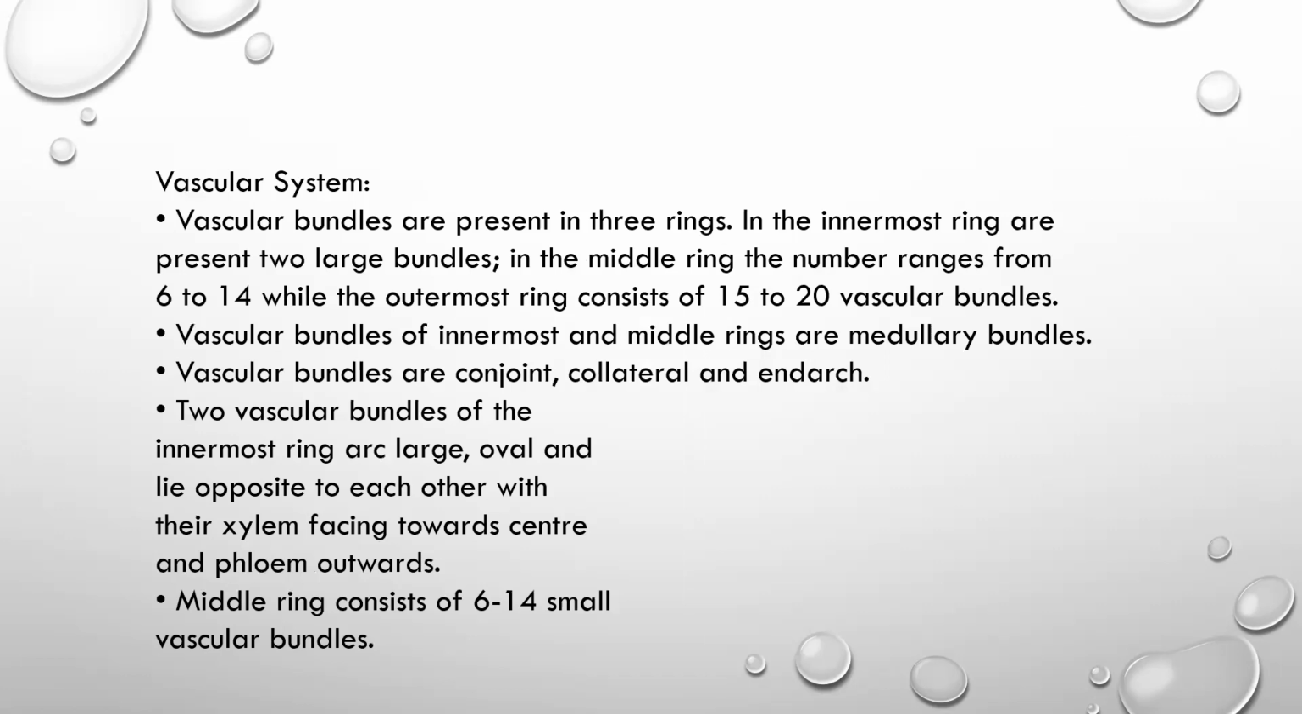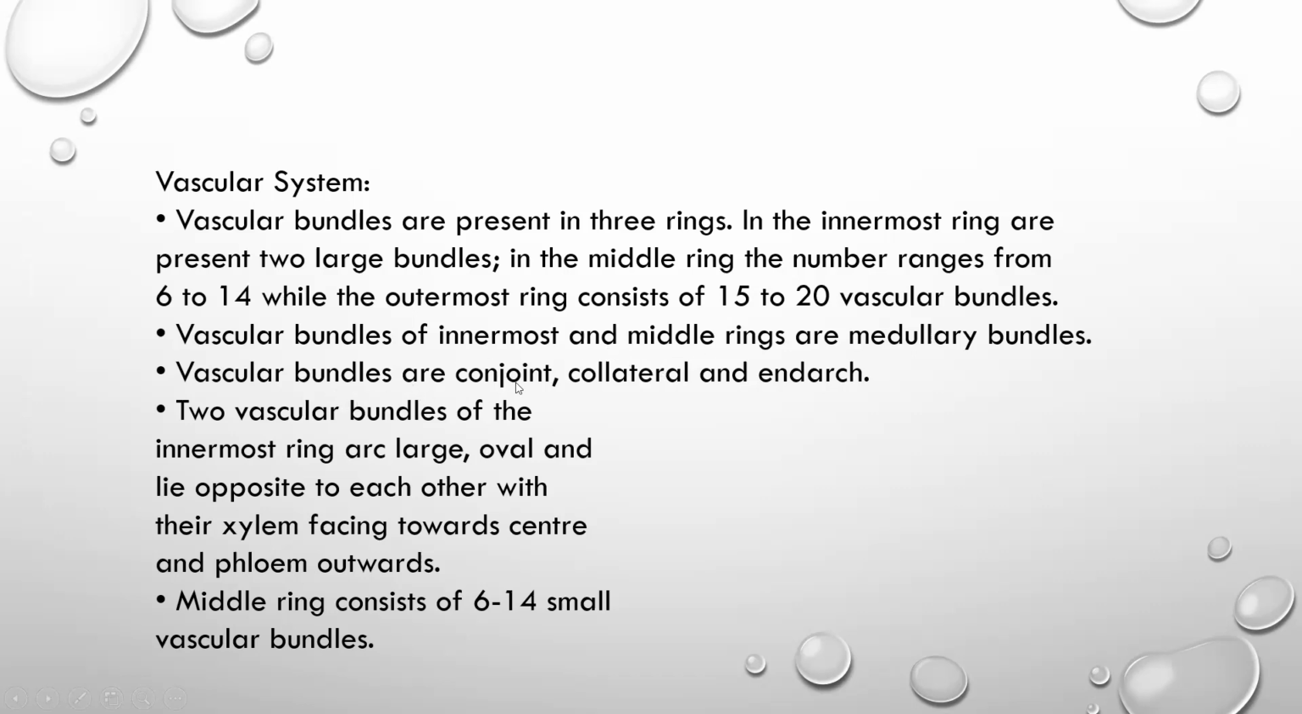So next one is the vascular bundles. Vascular bundles are present in 3 rings. In the innermost ring are present 2 large bundles. In the middle ring, the number of which ranges from 6 to 14, while the outermost ring consists of 15 to 20 vascular bundles. The vascular bundles of the innermost and middle rings are medullary bundles, because they are present in the medulla region.